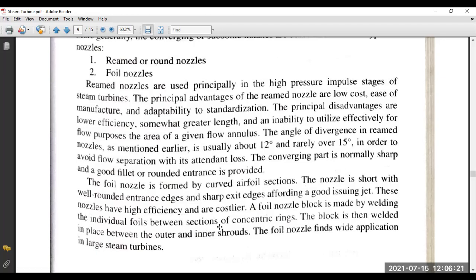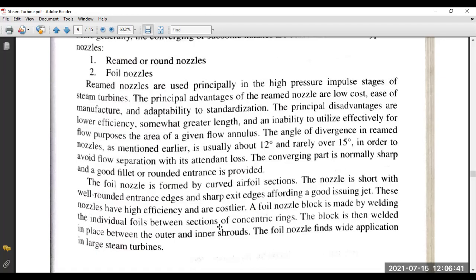It means here all the entrance edges of the foils should be well-rounded, not sharp, but the exit will be sharp. At the inlet the edge is well-rounded, and at the exit the edge is sharp, according to a good issuing jet. These nozzles are very highly efficient, but costlier.